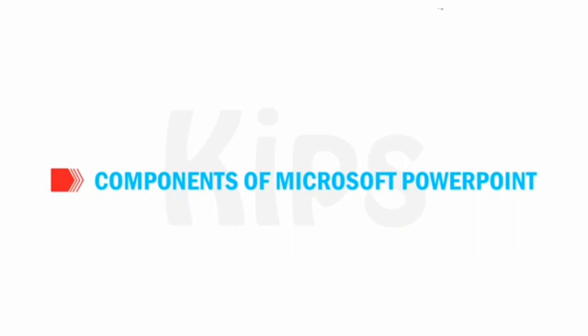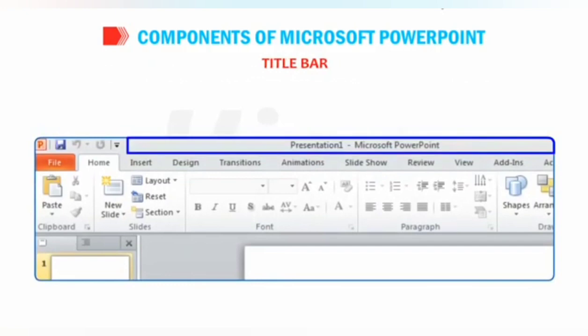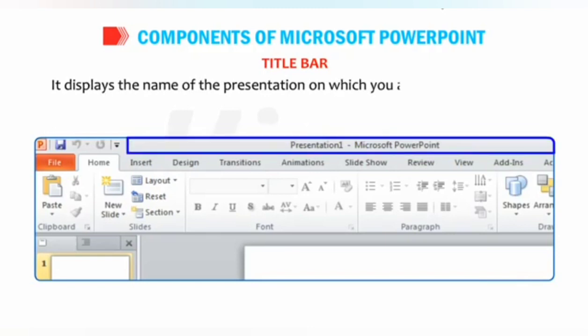Next, components of Microsoft PowerPoint. Now we can discuss some parts of the Microsoft PowerPoint screen. First one is the title bar. The title bar is located at the top of the PowerPoint window. It displays the name of the current presentation. Here Presentation 1 is the name of the presentation. So the title bar displays Presentation 1.